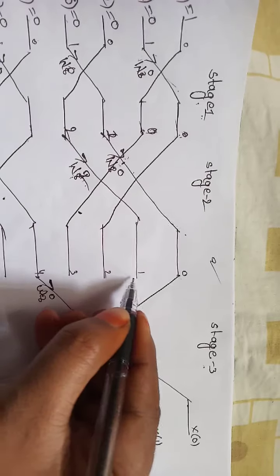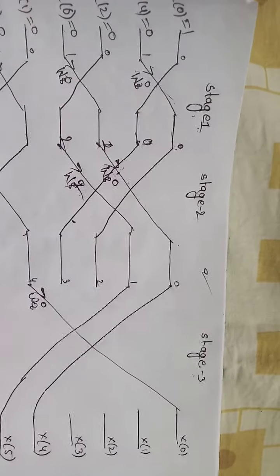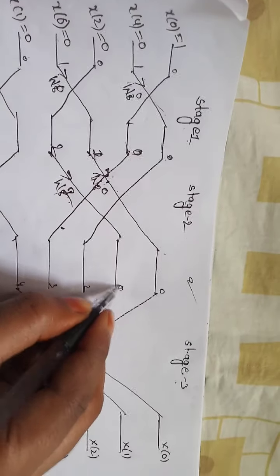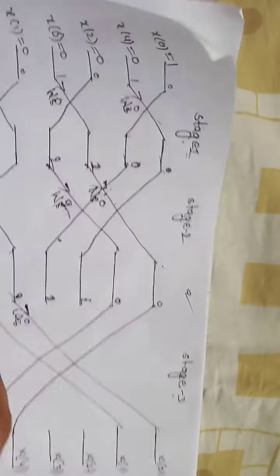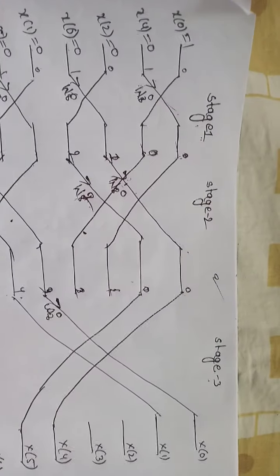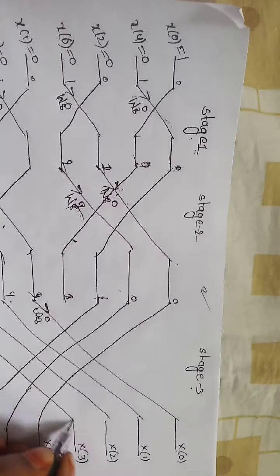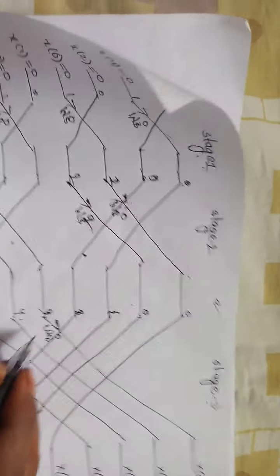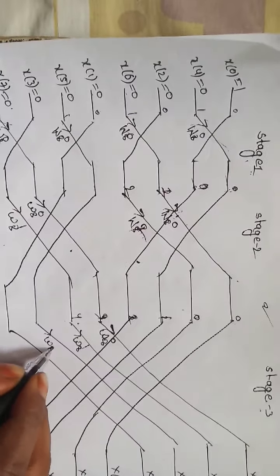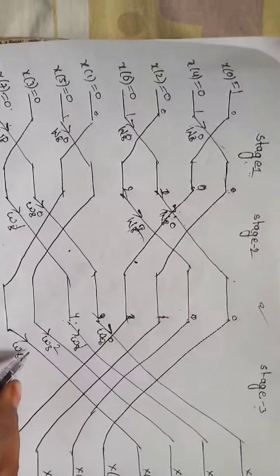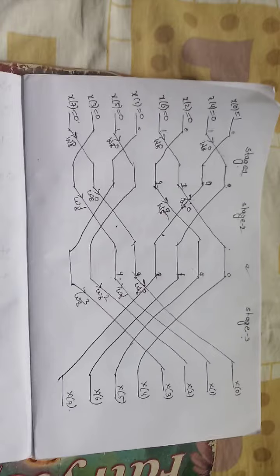And likewise, if you take it as 0, 1, 2, 3, 4, these two are connecting here. So we are having 4 factors, W8 of 0, W8 of 1, W8 of 2 and W8 of 3. So this is the DIT-FFT butterfly structure.